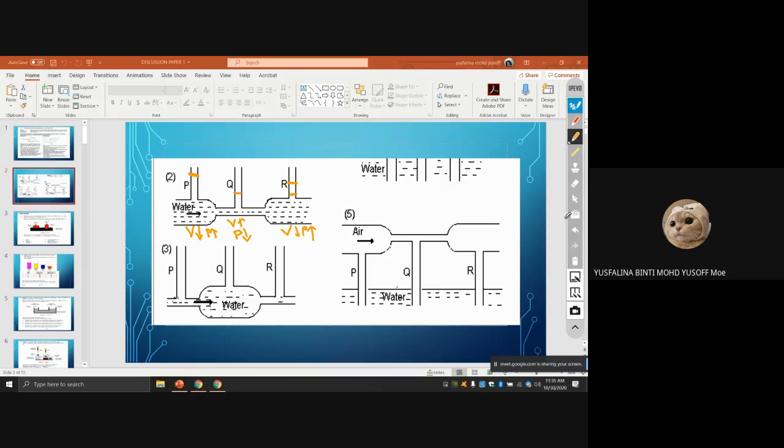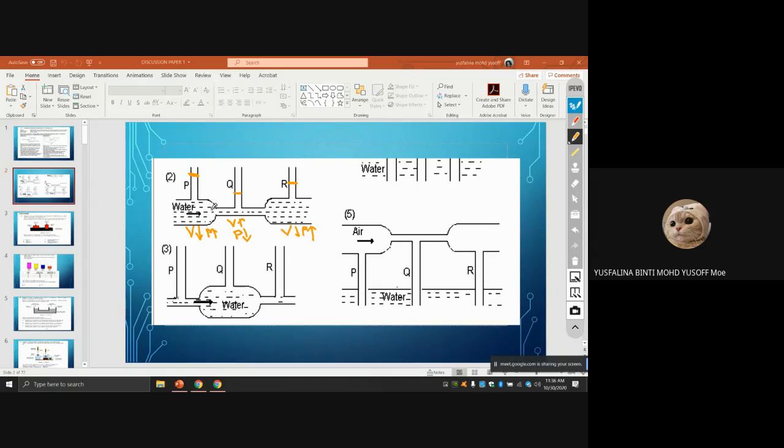So I repeat. This one, the velocity is lower, so the pressure is higher. So the pressure can push the water, and it can rise up higher. This one, the velocity is higher because the tube is narrow here, so the pressure is low. So the water can only rise up until here.